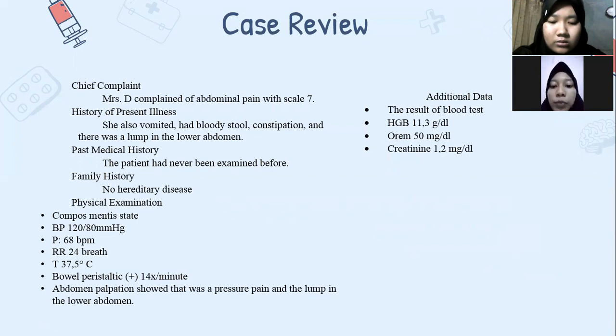Blood pressure is 120 per 80. Pulse is 60. And respiratory rate is 24. And temperature is 37.5 Celsius. Bowel peristaltic is 14 per minute. Abdomen palpation showed that there was a pressure point and the lump in the lower abdomen. Additional data, the result of blood test is hemoglobin 11.3 gram, ureum is 50 milligram, and creatinine is 1.2 milligram. Next.